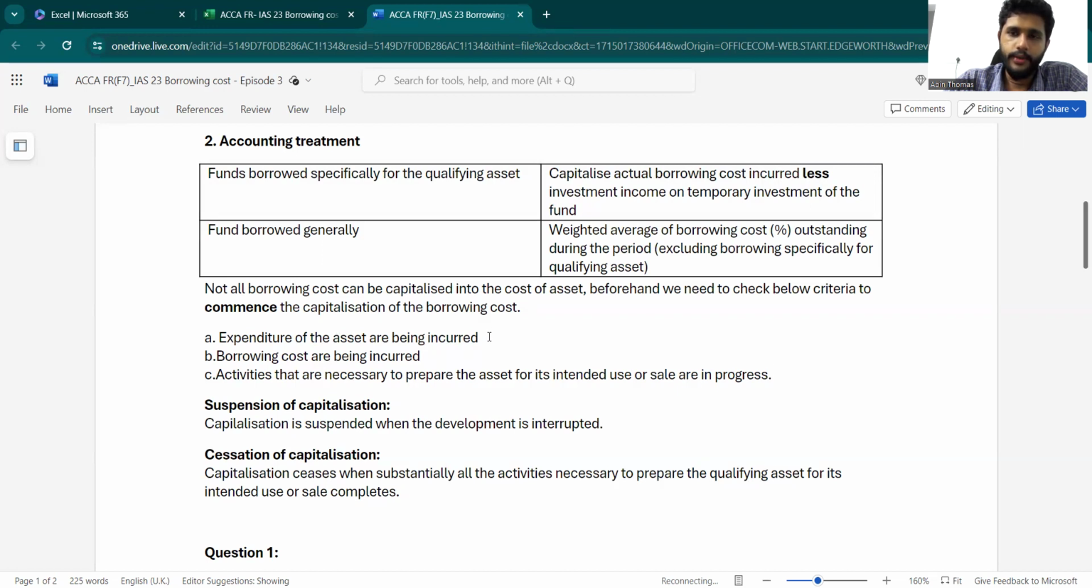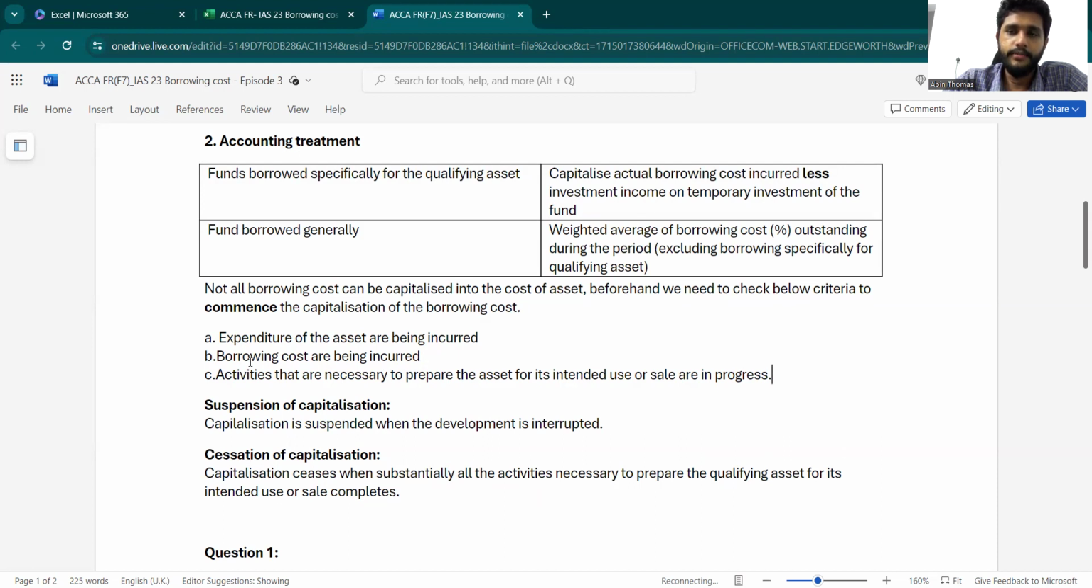To explain more, we can use the same example of our car manufacturing company. When the manufacturing company took the loan, expenditure on the asset should be being incurred. So they should have incurred expense for the construction of the manufacturing plant. That should be the first point they need to check. And the second thing is borrowing costs are being incurred. What is the borrowing cost? It is the interest expense.